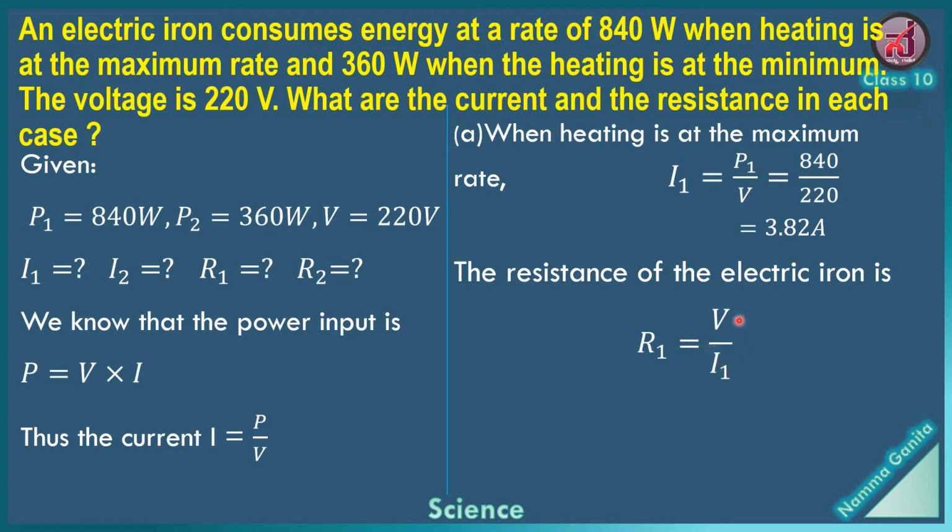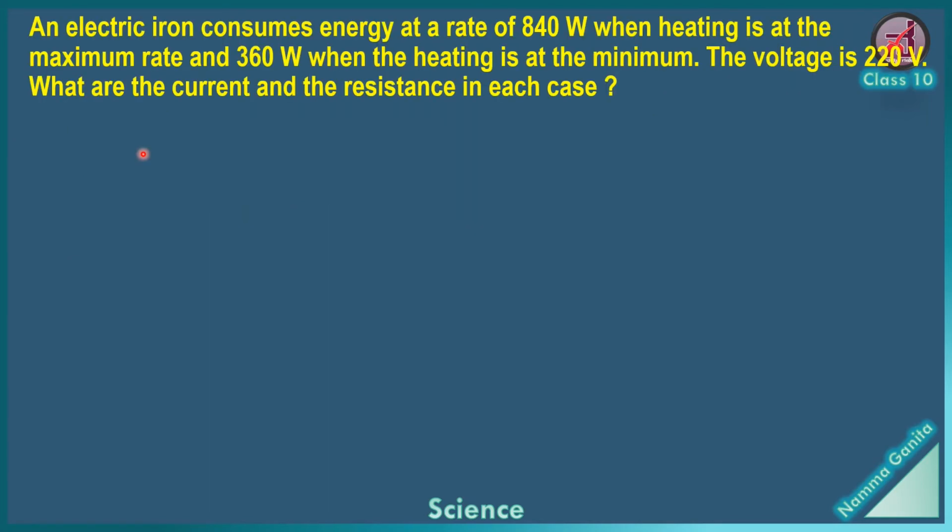R1 is equal to V by I1, because according to Ohm's law, V is equal to RI. Shift I to the left hand side: R is equal to V by I. R1 is equal to V divided by I1. Substituting V as 220 volt and I1 as 3.82 ampere, we get 220 divided by 3.82, which is equal to 57.60 ohm.